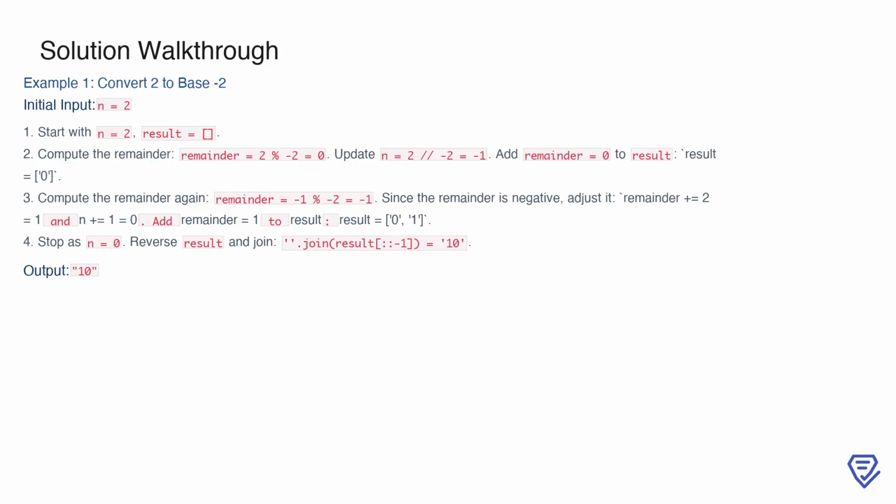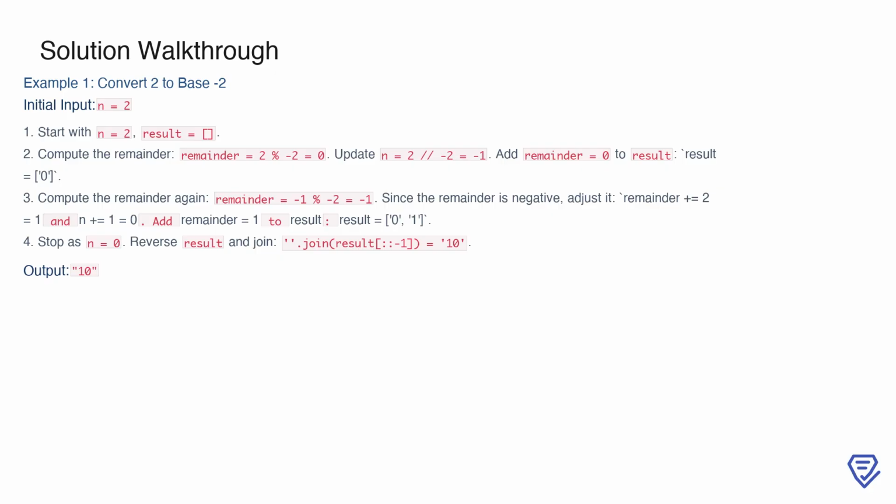To convert the number 2 to base -2, we start with the initial input n equals 2 and an empty list for the result. First, we compute the remainder by taking 2 % -2, which equals 0. Since the remainder is non-negative, no adjustment is necessary. Next, we divide 2 by -2, resulting in n equals -1. We then append the remainder, 0, to the result list, giving us result equals [0].